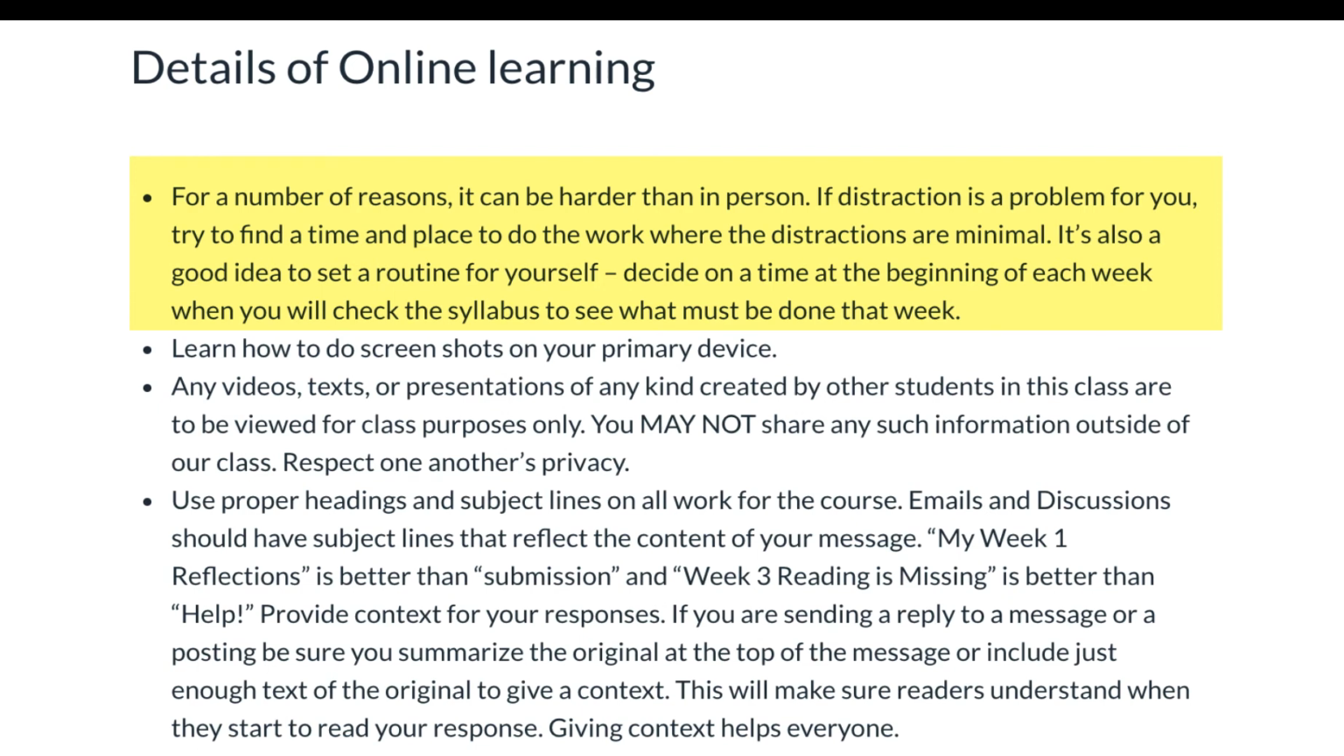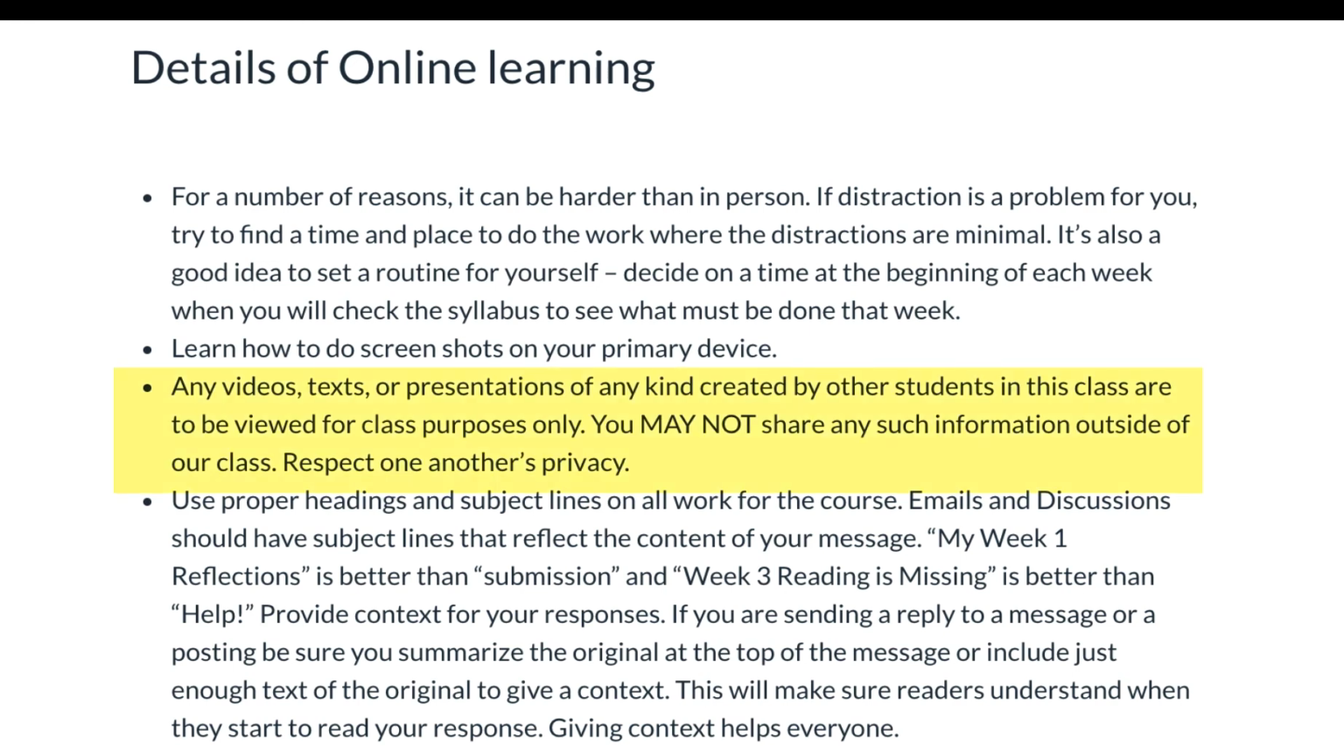I also recommend you set some sort of a routine. Somewhere at the beginning of each week, check the syllabus to see what needs to be done this week. And then at the end of the week, you've got your attendance check-in that you have to do, getting you to make sure that you're keeping track of the class and the work of the class. One note, you need to know how to do screenshots on your primary device. There are going to be a number of times that you need to send me pictures of things. Taking those screenshots is going to be a great way to do that.